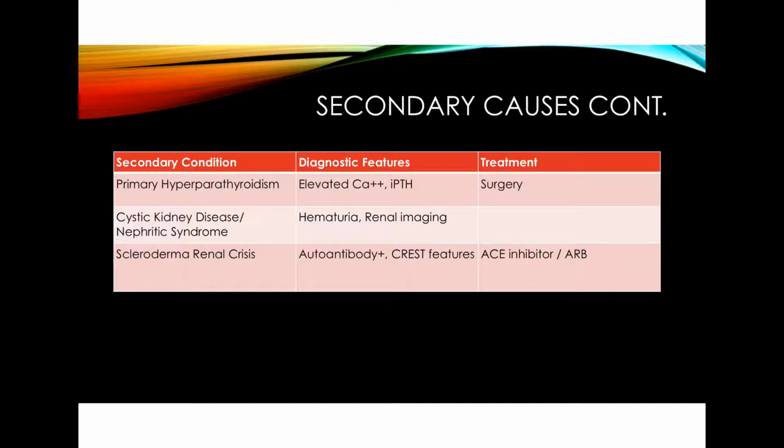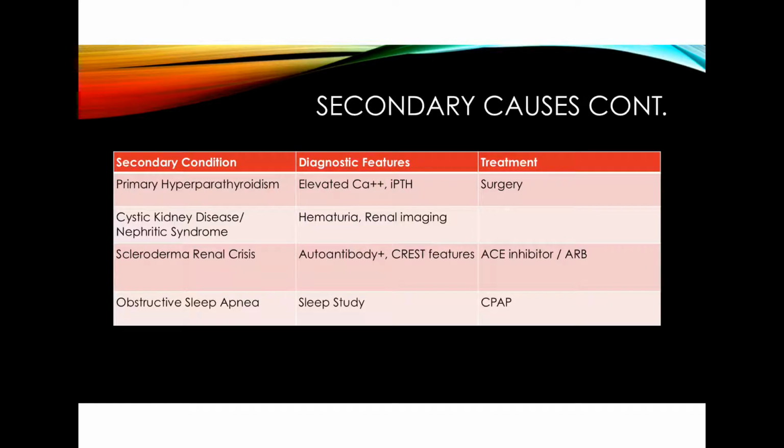Scleroderma renal crisis is characterized by positive autoantibodies such as anti-centromere and anti-Scl-70 antibodies, along with the typical features of CREST syndrome, which include calcinosis, esophageal dysmotility, sclerodactyly, and telangiectasia. This is one of the situations where patients with renal impairment will benefit significantly from treatment with ACE inhibitors and angiotensin receptor blockers.